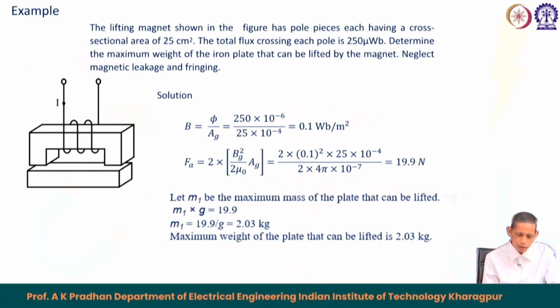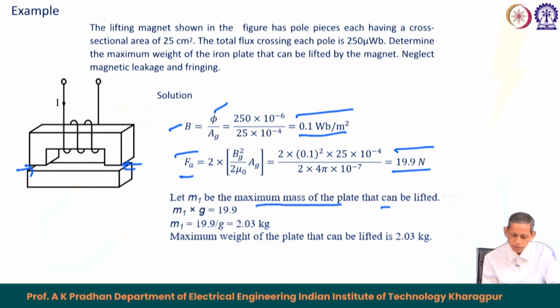So, we see here that phi is given to us. So, B can be obtained as phi upon Ag. That comes out to 0.1 Weber per meter square, then Fa equals 2 into Bg square upon 2 mu naught Ag, because there are 2 air gaps here. So, that becomes equal to 19.999 Newton, and as I mentioned, m1 will be the maximum mass of the plate that can be lifted.